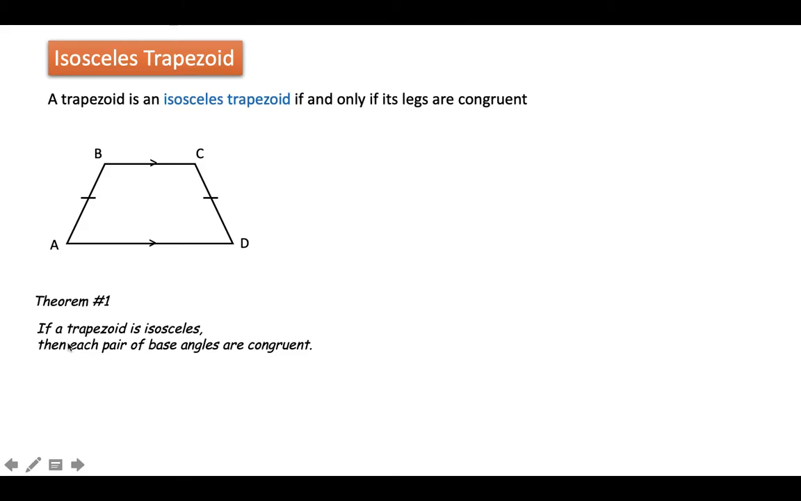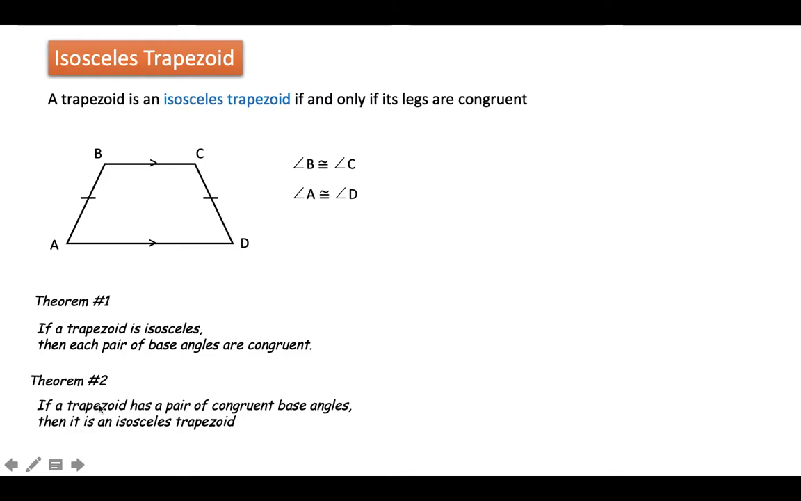One of its theorems says that if a trapezoid is isosceles, then each pair of base angles are congruent. So we can say that angle B is congruent to angle C. Similarly, angle A, which is also a base angle, is congruent to the other base angle, which is angle D. Conversely, if a trapezoid has a pair of congruent base angles like this one, then it is an isosceles trapezoid.